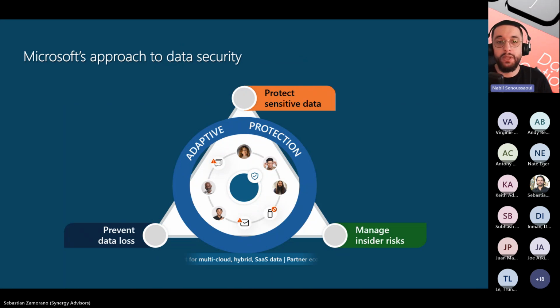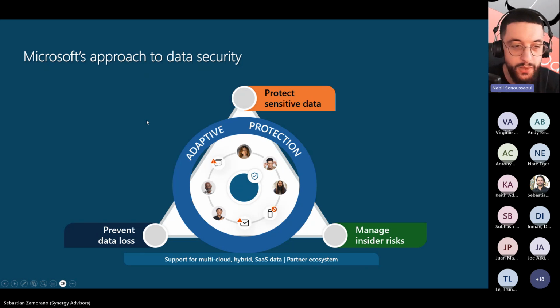So right now, Microsoft is coming with an approach called adaptive protection for data security. The meaning behind this approach is to provide a synergy between information protection, with capabilities to identify what your data is and the sensitivity of your data, and protect it accordingly as a data-centric method. We can also have synergy with data loss prevention.